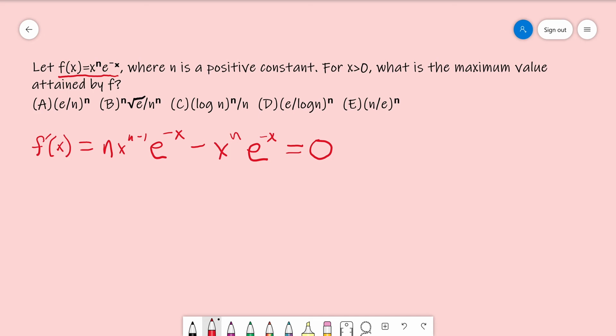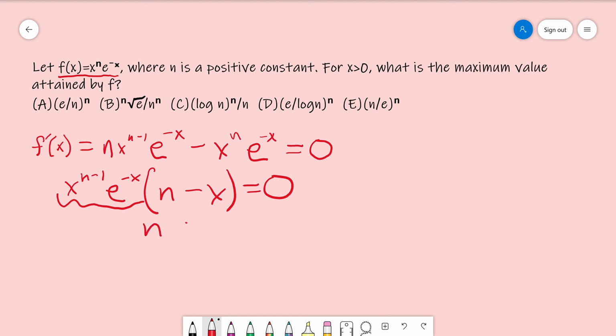Now, we can factor out an x to the n minus 1 and an e to the negative x, and that'll leave us with n minus x equals 0. Now, this part right here will never be 0 because e to the negative x is always positive, and x to the n minus 1 is also always going to be positive because we know that x is positive. So that means that n minus x equals 0, or n is equal to x.